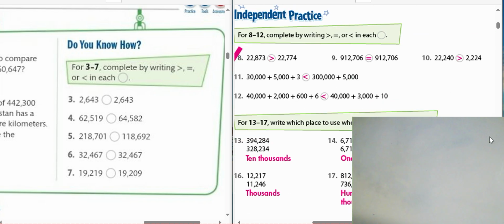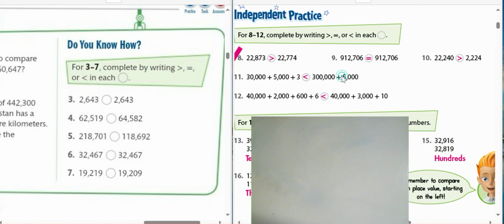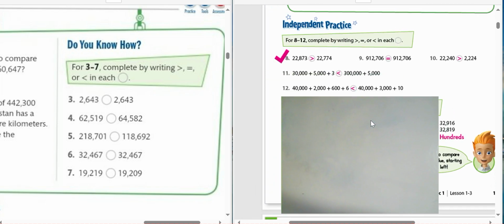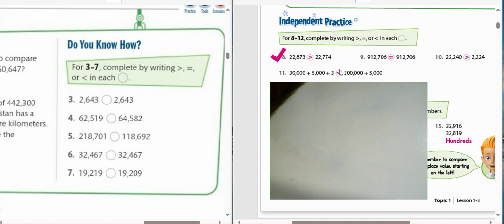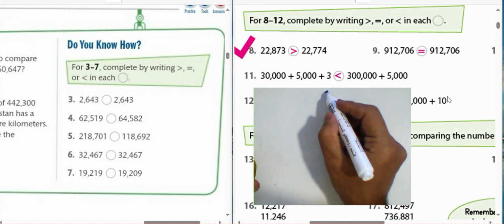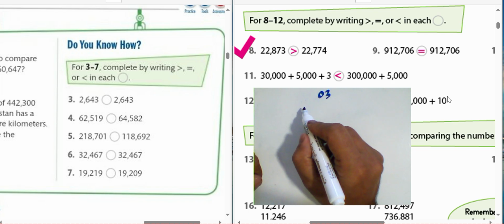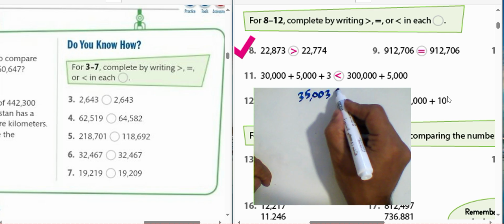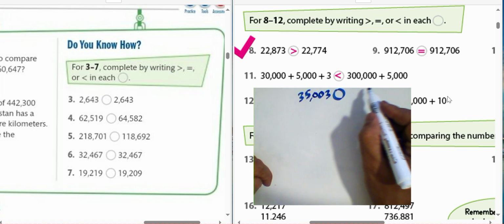All questions here, you can solve by yourself. It's very easy for you to find the answer here. Comparing two numbers with 5 digits, 22,873 is greater than 22,774. And for question number 9, you can write equal to. And what about question number 11? We can write this number in standard form. Convert this number from expanded form to standard form. Write 3 in the ones, 0 in the tens, 0 in the hundreds, 5 in the thousands, and 3 in the ten thousands, please. And also here 305,000.